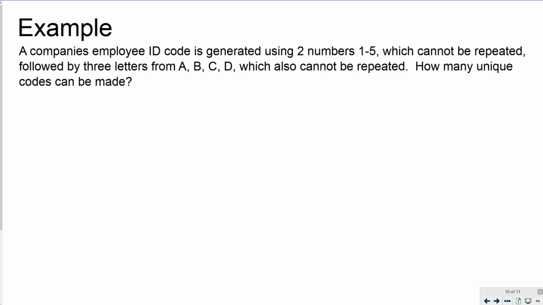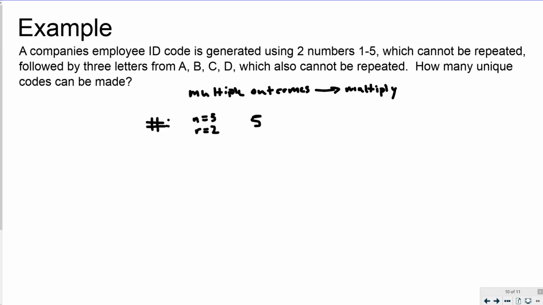Okay, a company's employee ID code is generated using 2 numbers, 1 to 5, which cannot be repeated, followed by 3 letters from A, B, C, D, which also cannot be repeated. How many unique codes can be made? So we're talking about multiple outcomes here. Multiple outcomes, remember that means we need to multiply. So first, let's find the outcomes for the numbers. I have 5 options, and I've got to pick 2 of them.